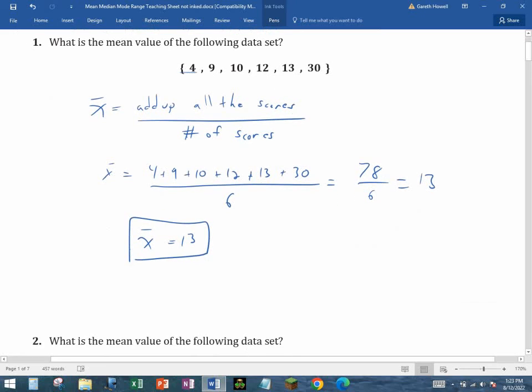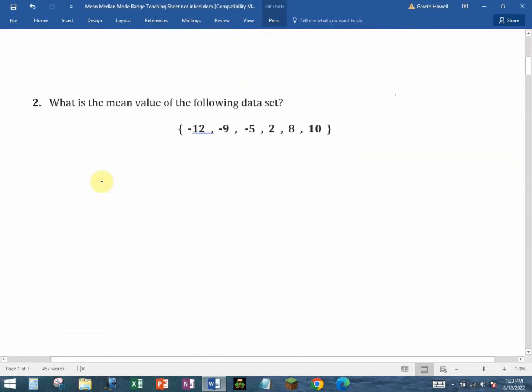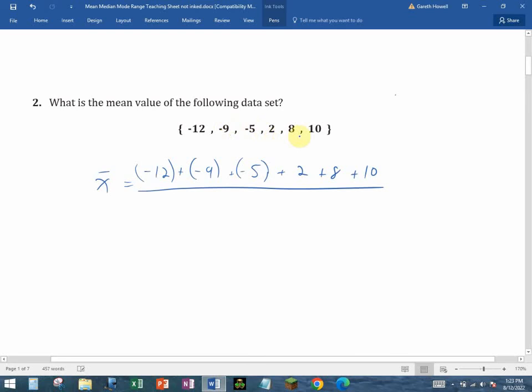Okay, here's the second example. What is the mean of this following set? So same thing, we use x bar, we add up all the values: negative 12 plus negative 9 plus negative 5, and remember these negative values, we can put brackets around them to help us remember how to add negative numbers. Plus 2, plus 8, and plus 10, divided by 1, 2, 3, 4, 5, 6.